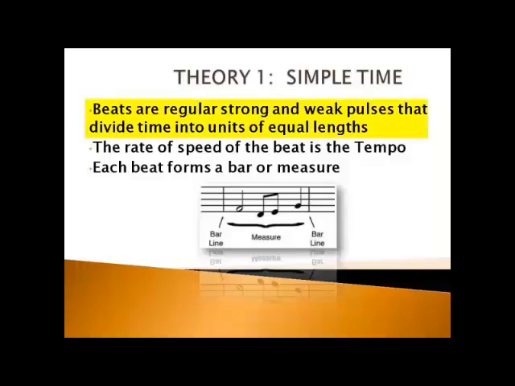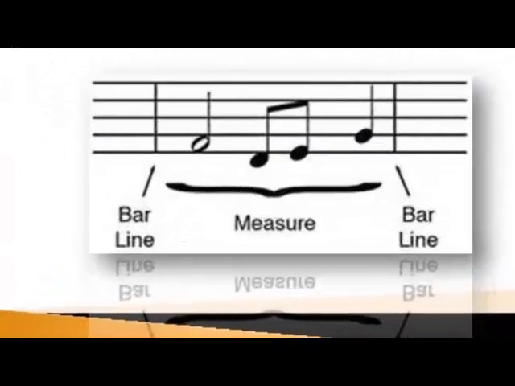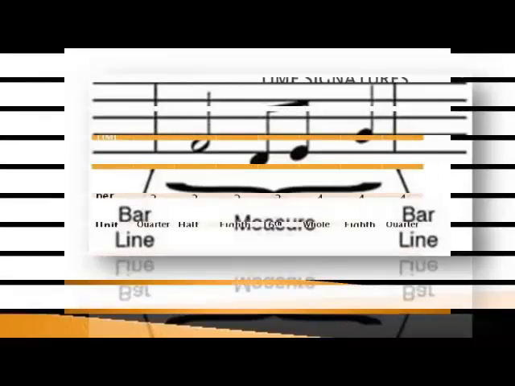We talked about how beats are divided into strong and weak pulses, and those pulses divide time into units of equal length. The rate or the speed of the beat is the tempo. In other words, that's how fast or how slow you're going to play. Each of the beat groups forms a bar or a measure of music, and that's where our bar lines separate our music into measures.